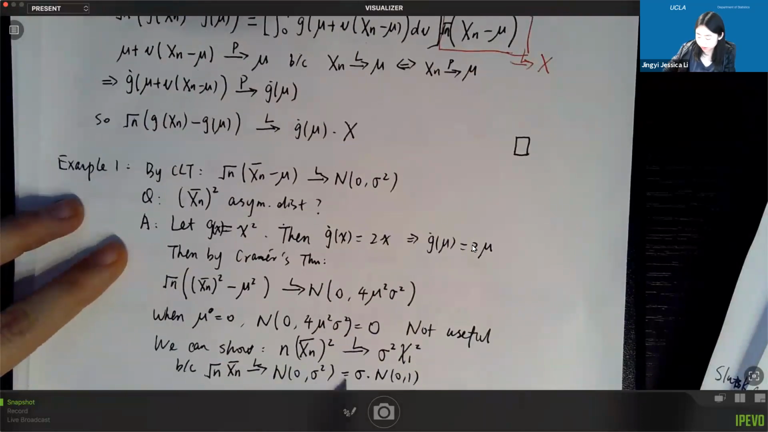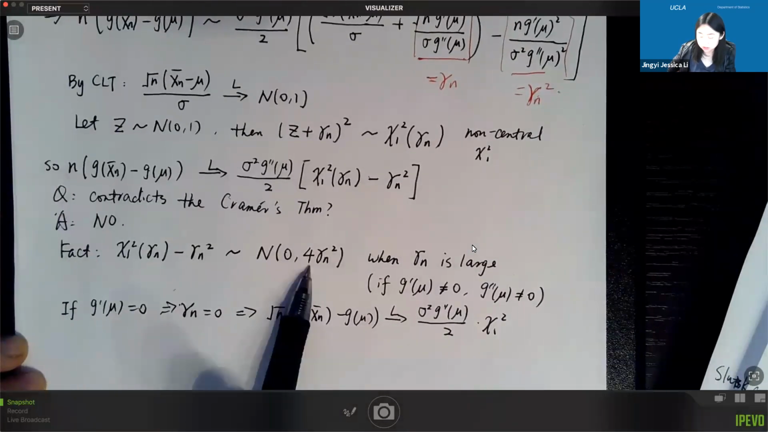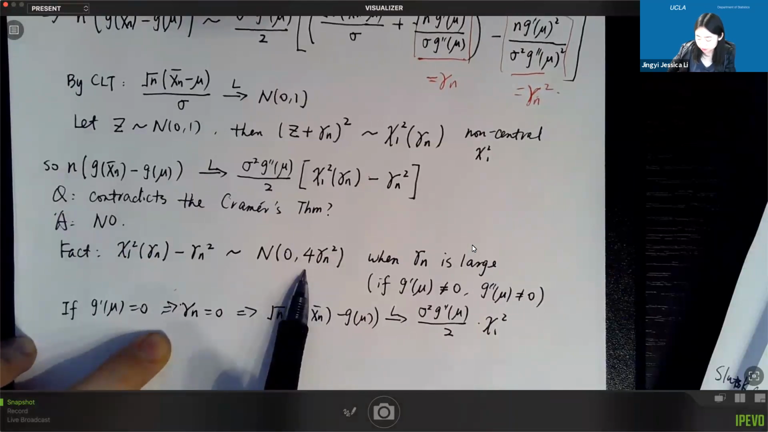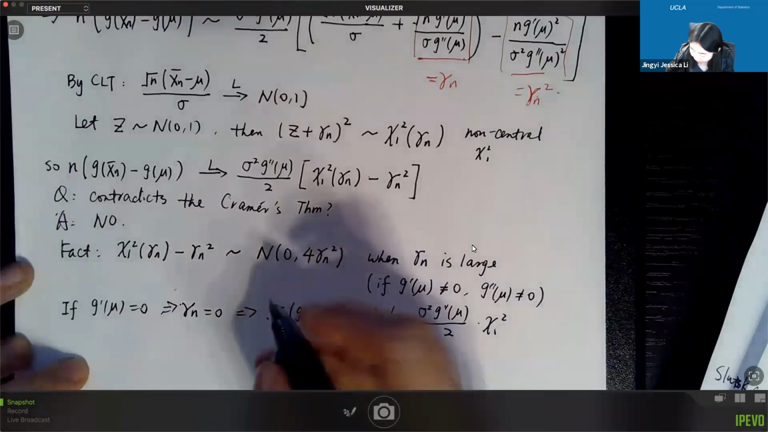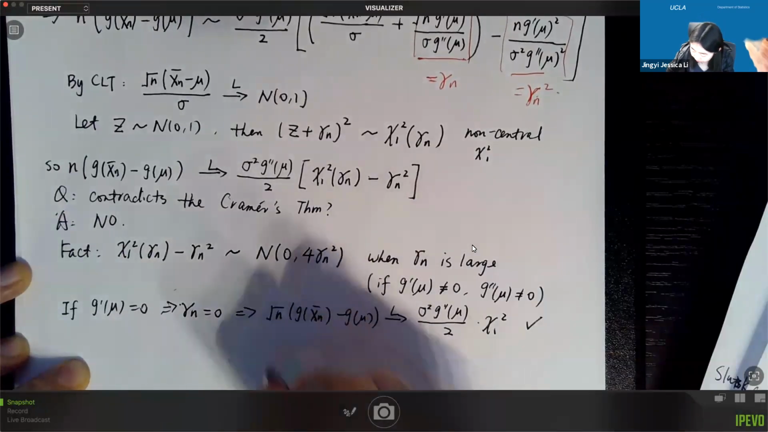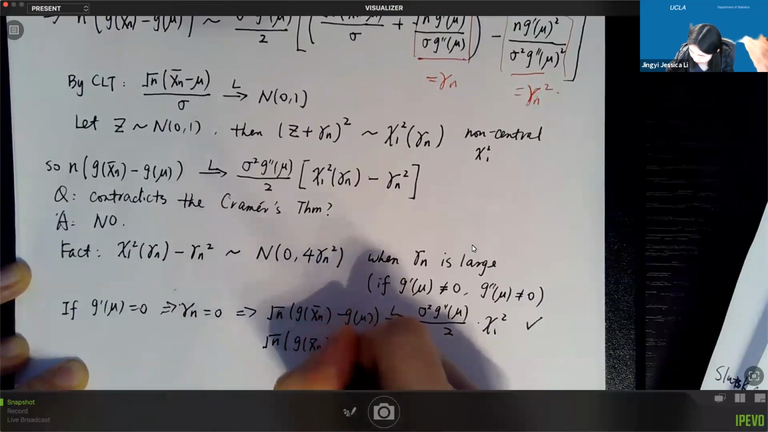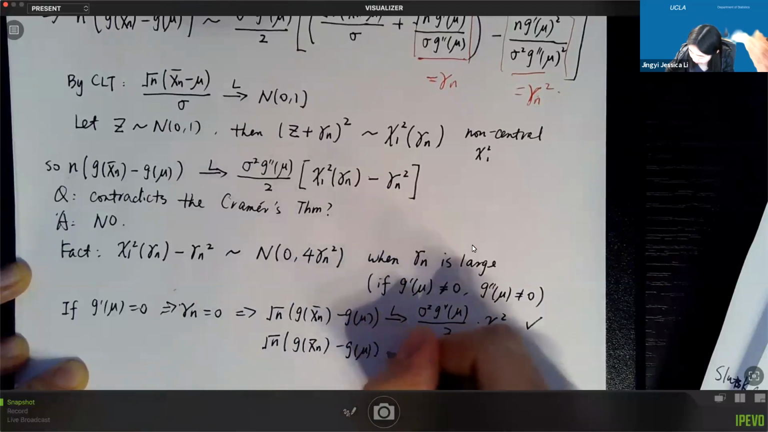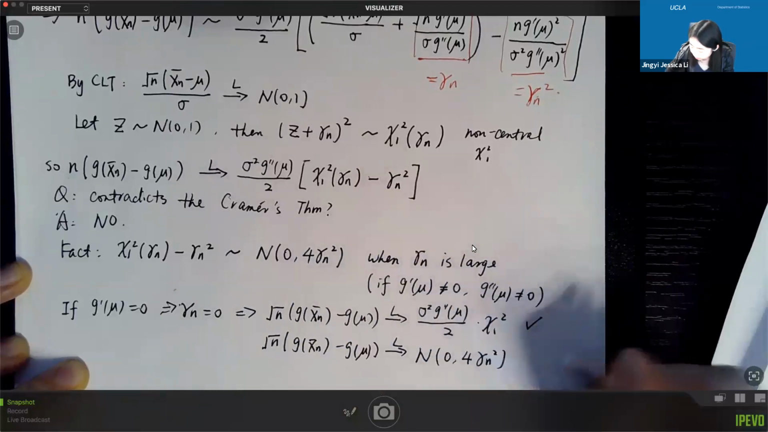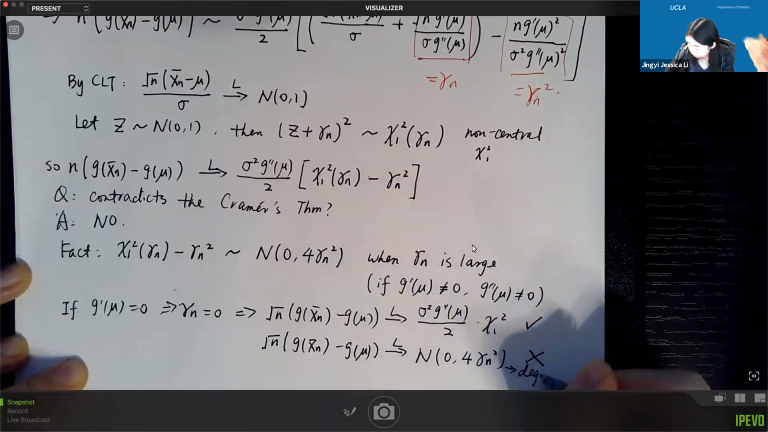So you see that in this case, we have to use this distribution instead of this distribution, because this normal distribution would have 0 mean and 0 variance, and that's not usable. And this one is okay, but root n (g(Xn bar) minus g(mu)) converging in law to normal 0 is not useful, because it becomes degenerate. It's just 0.